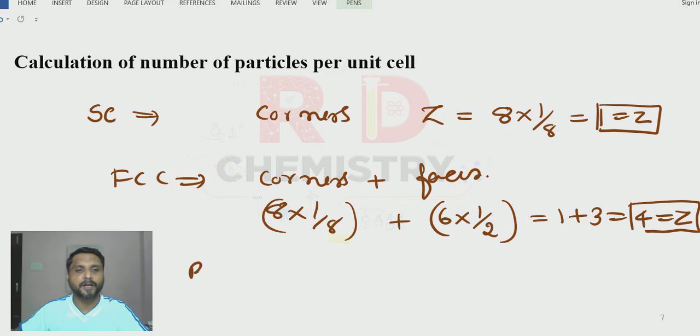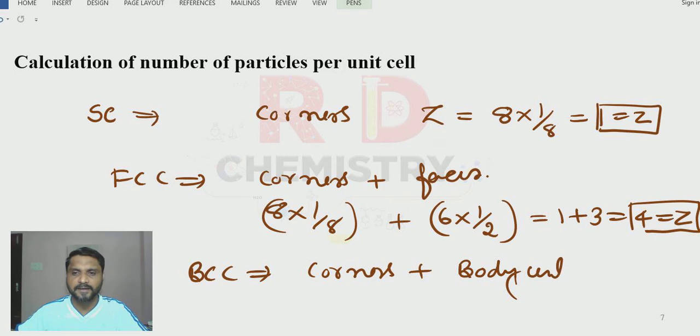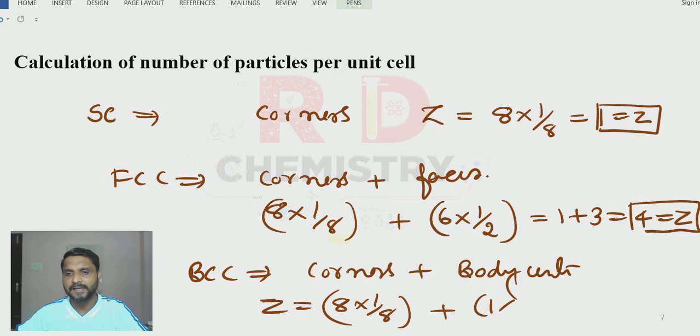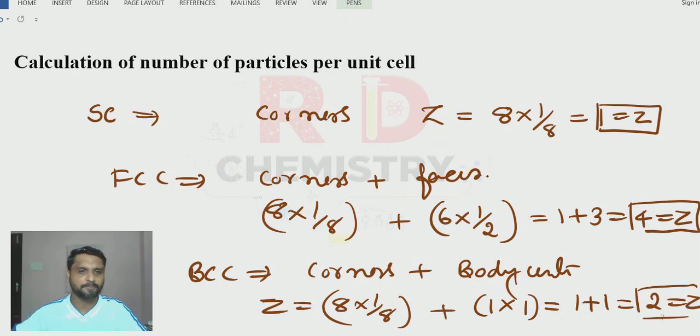So if I go for BCC here, right? There are corner particles as usual, and there is one particle at the center of the cube, that is the body center particle. So the Z value will be equal to 8 corner particles, contribution 1 by 8, plus only one body center particle, and that belongs to only one unit cell. Therefore 1 plus 1 is equal to 2 for the BCC, correct? So remember the numbers, right?